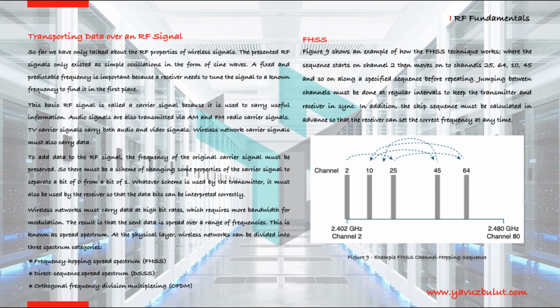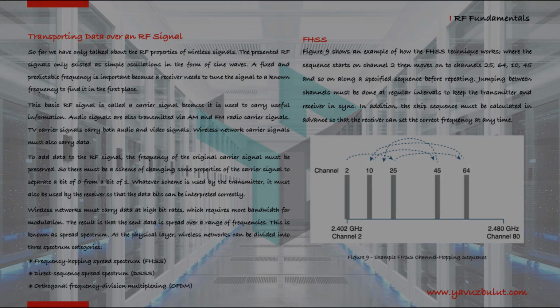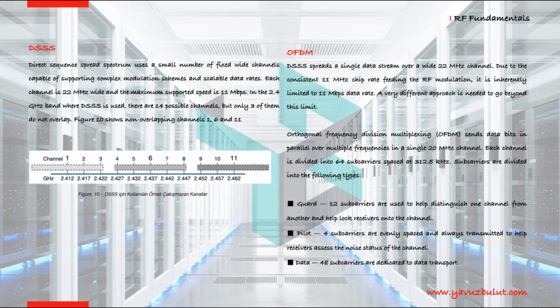FHSS is no longer used today, but I will talk about it for your knowledge in case it comes up. Figure 9 shows an example of how the FHSS technique works, where hopping starts at channel 2 and then moves through a designated sequence to channels 25, 64, 10, and then 45 and so on before repeating. Jumping between channels must be done at regular intervals so that the transmitter and receiver remain in sync. In addition, the receiver must calculate the jump order in advance so that it can set the correct frequency at any given time. Now, let's look at DSSS.